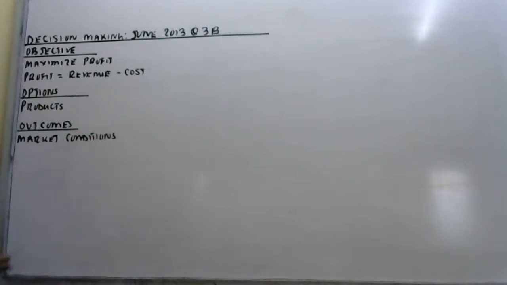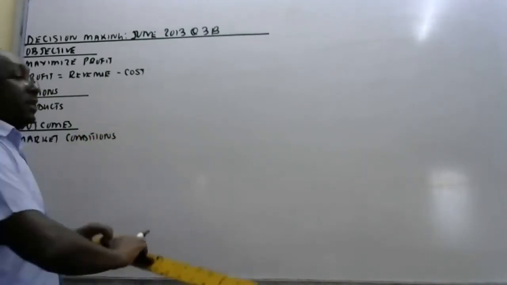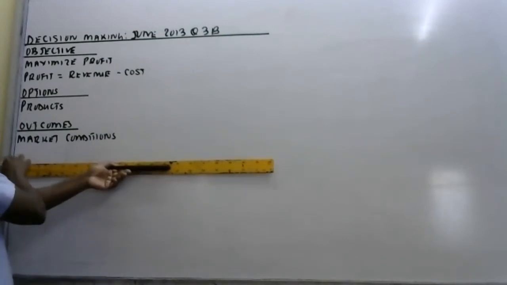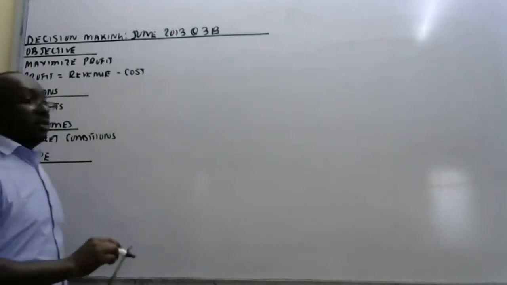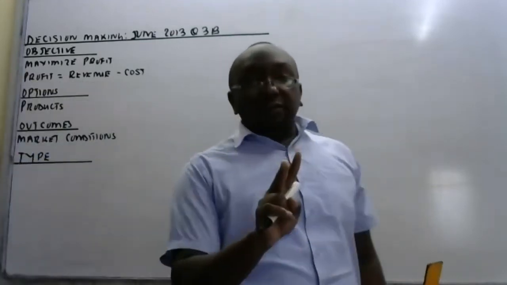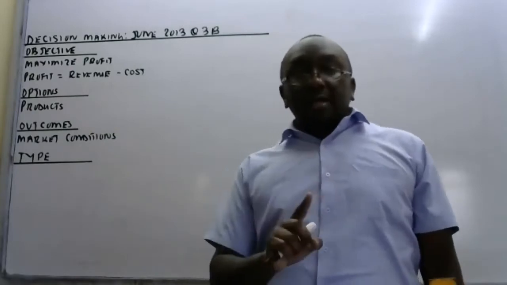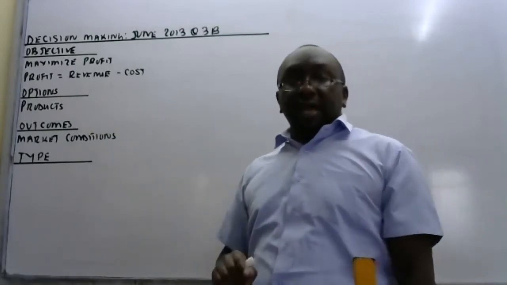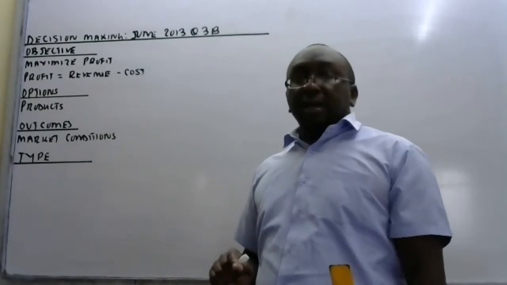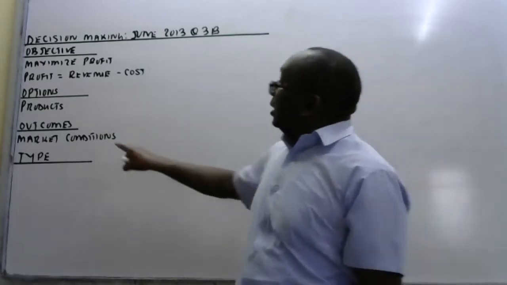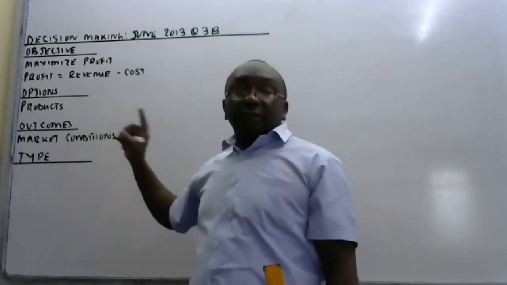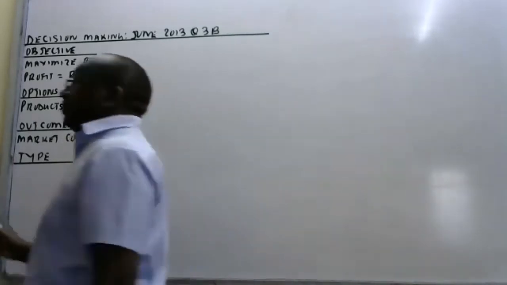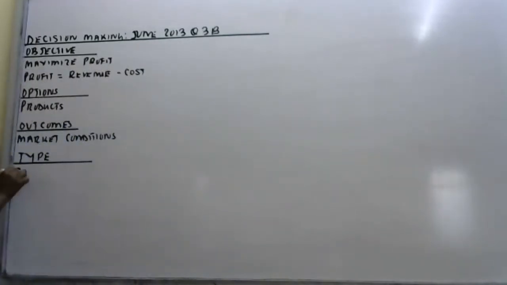The next thing is to know the type of the decision that you're dealing with. We have two types of decisions. One is called single stage. The other one is called multiple stage. Single is when in the options you just have one, and in the outcomes you just have one. So this one is single stage.